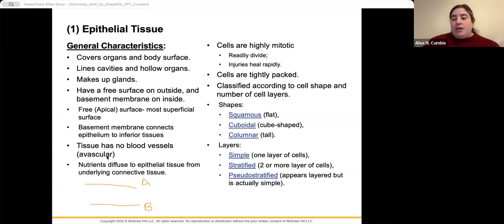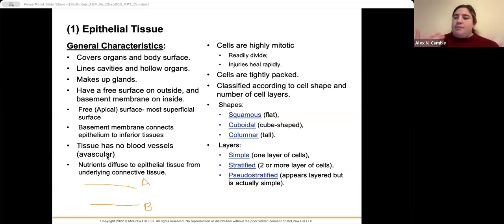So say we are talking about the skin and we damage the epithelial layer of the skin. You are not going to see blood because there's no blood vessels there. And when you think about blood vessels in the body, especially for the context that we're going to get into for this course, blood brings nutrients and takes away waste.